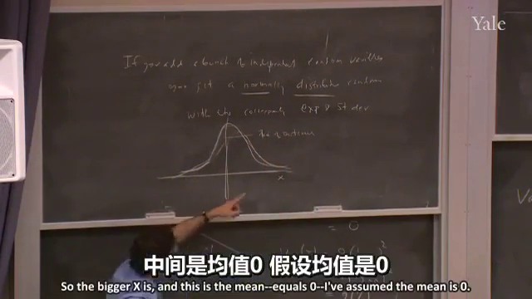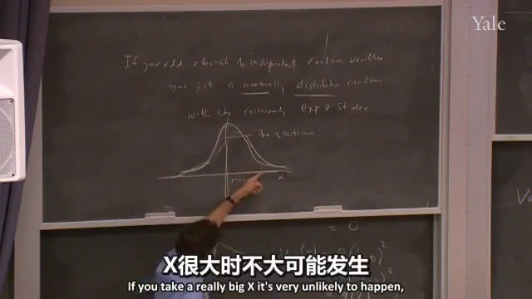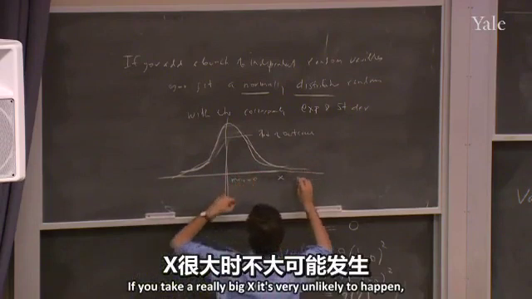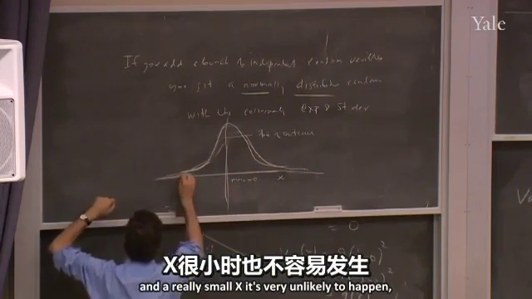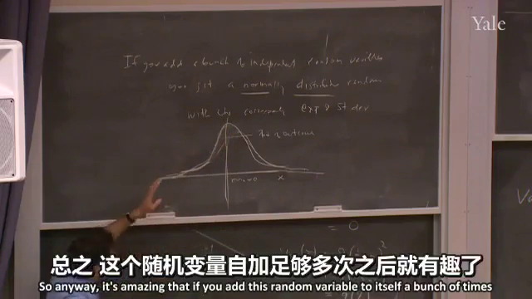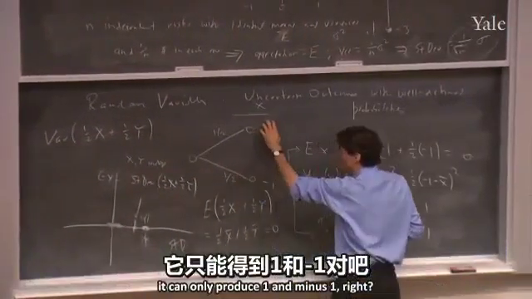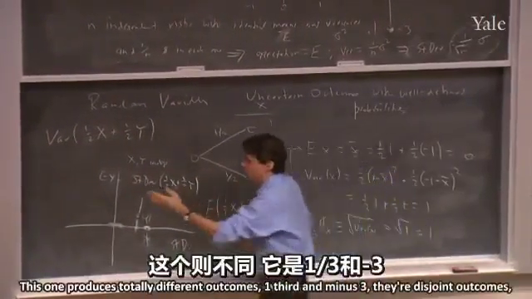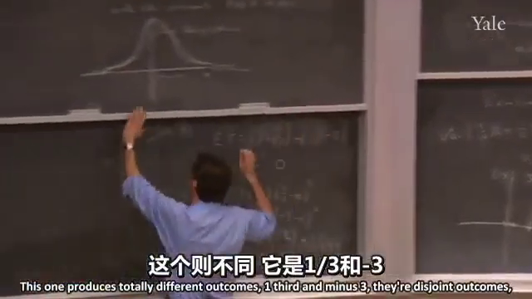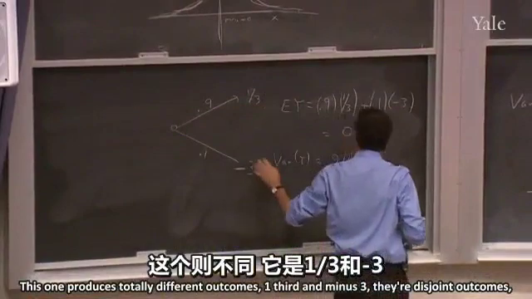Okay, so the bigger x is, and this is the mean, equals 0. I've assumed the mean is 0. So if you take a really big x, it's very unlikely to happen, and a really small x is very unlikely to happen, and x near the mean are pretty likely to happen. So anyway, it's amazing that if you add this random variable to itself a bunch of times, it can only produce 1 and minus 1. Right? This one produces totally different outcomes, a third and minus a third. They're completely separate, they're disjoint outcomes.